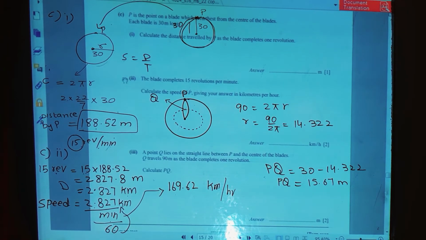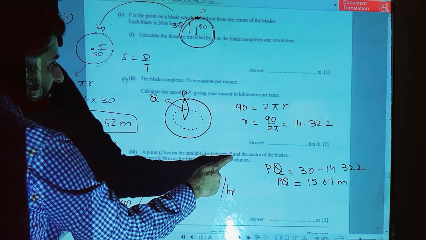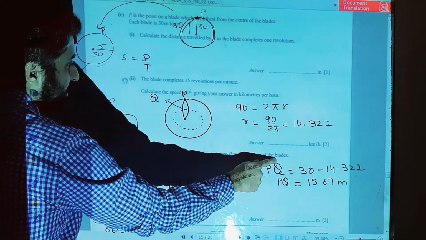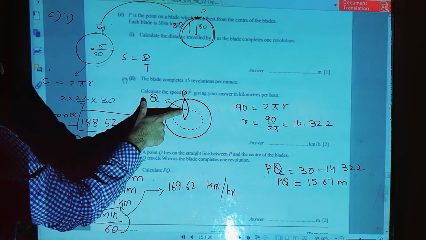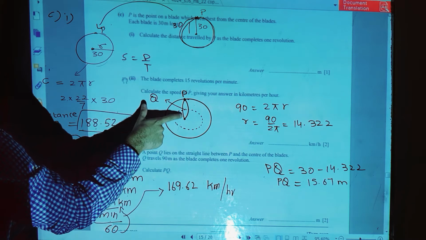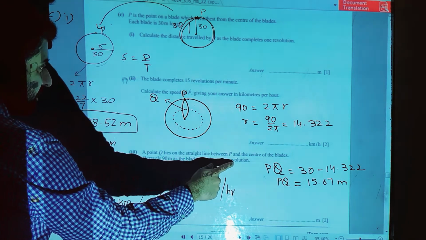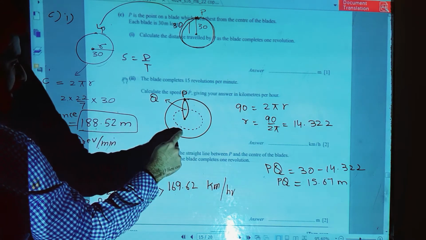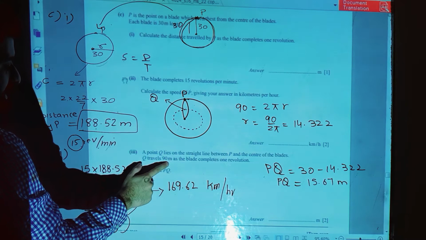So part 3 says a point Q lies on the straight line between P and the center of the blade. This is the center of the blade, this is P, and Q lies in the middle of the center and P. Q travels 90 meter as the blade completes one revolution.